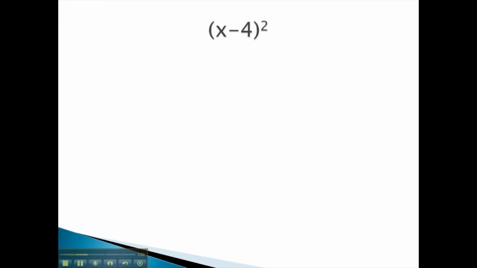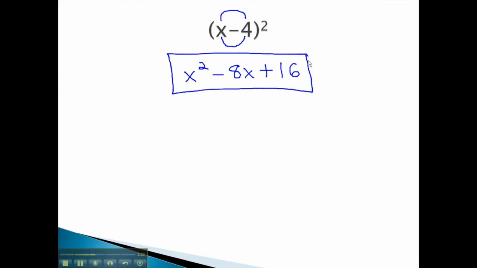Here is a problem where we have a binomial square. To square it, we can square the first term, x squared, and then we look at the product. X times negative 4 is negative 4x, and another negative 4x will give us negative 8x, because it's there twice. And finally, we square the last. Negative 4 squared is positive 16. And this becomes our product.